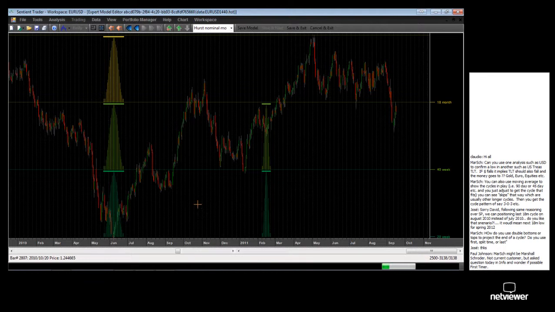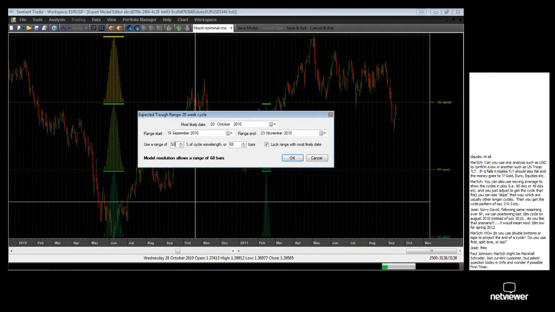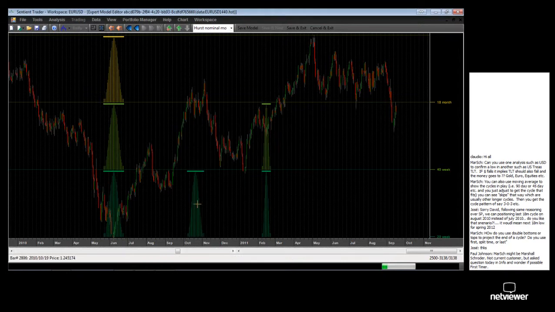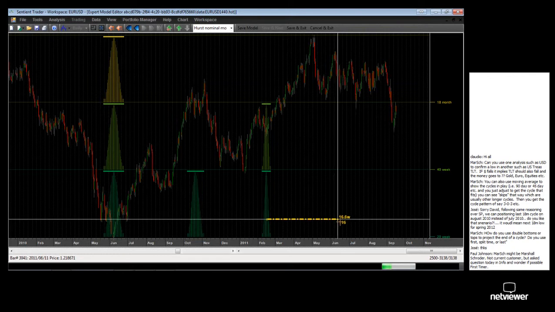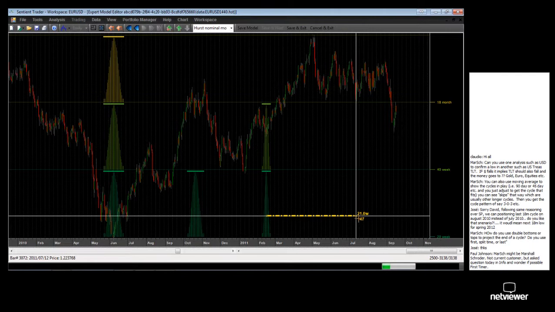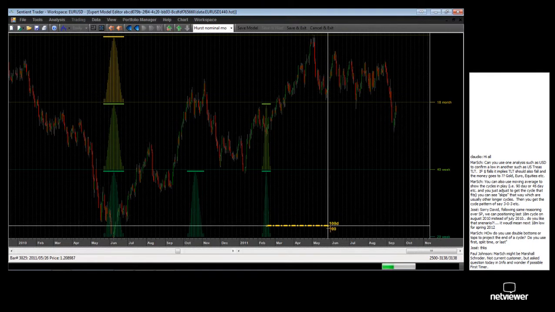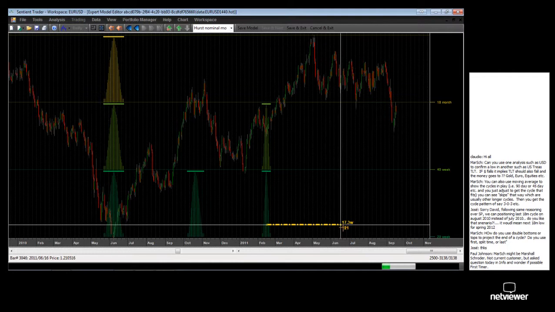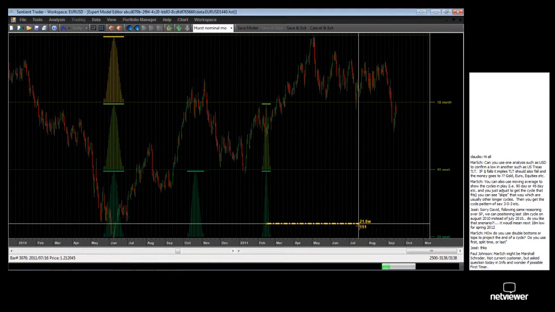Now, we can roughly position them by using the measuring tool here as well. Here is 19 weeks from that first trough, and if I measure, that's 16.7 weeks. So I'm going to tell Sentient Trader that we are expecting the 20-week cycle here to have been a straddled trough, which occurred, of course, in the bottom zone there, which occurred somewhere over here.